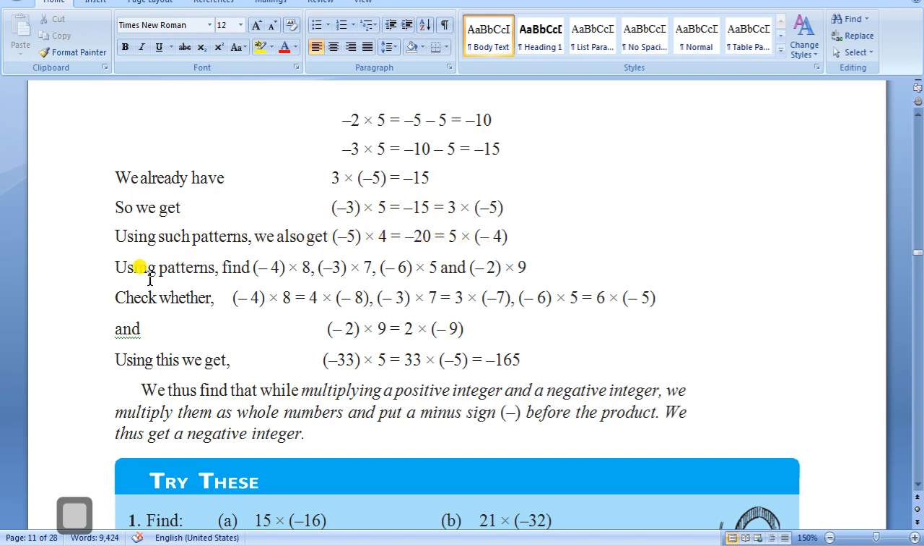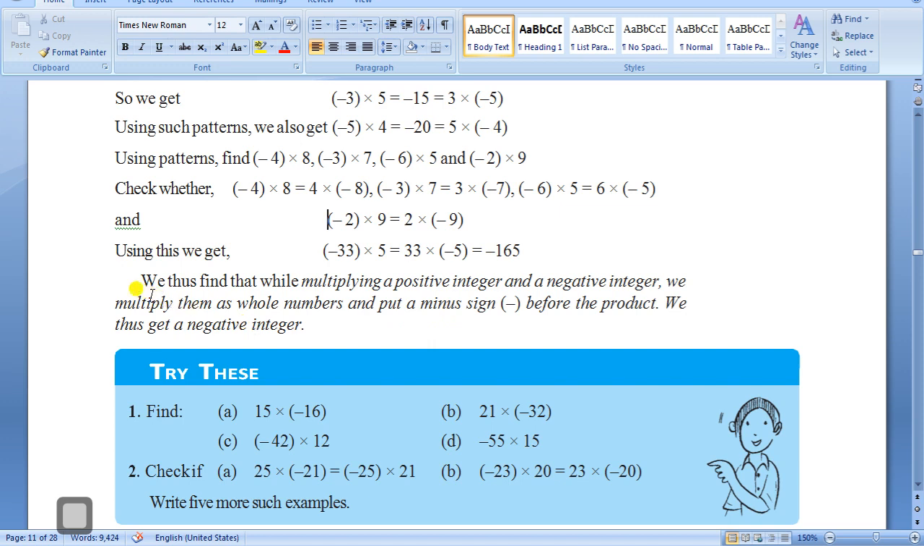Using such patterns, we also get (-5) × 4 = -20 = 5 × (-4). Using the patterns, find (-4) × 8, (-3) × 7, (-6) × 5, and (-2) × 9. Check whether (-4) × 8 is equal to 4 × (-8), (-3) × 7 equal to 3 × (-7), (-6) × 5 equal to 6 × (-5), and (-2) × 9 equal to 2 × (-9). Using this, we get (-33) × 5 = 33 × (-5), and that is -165.